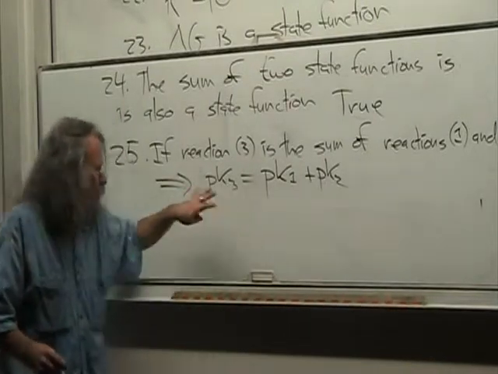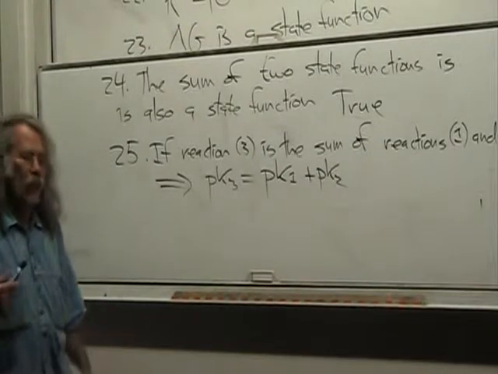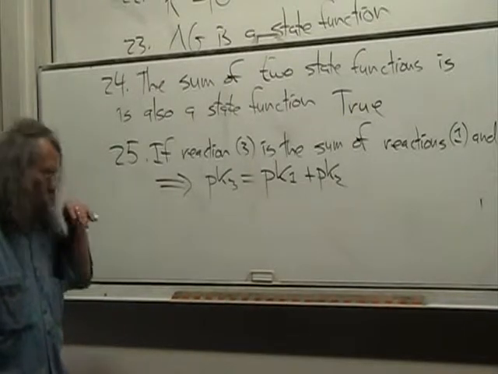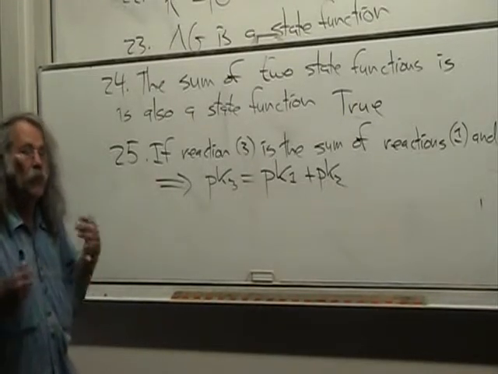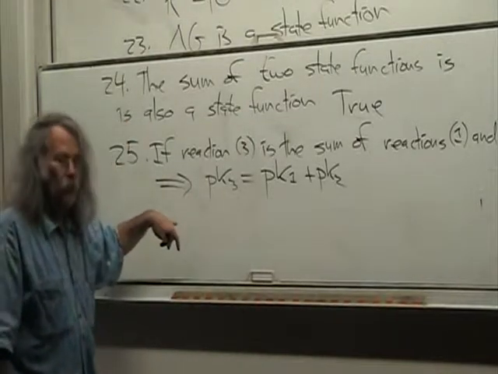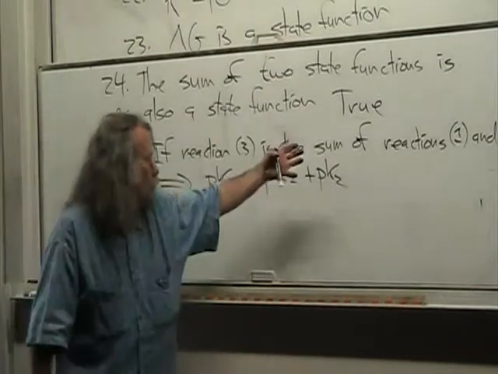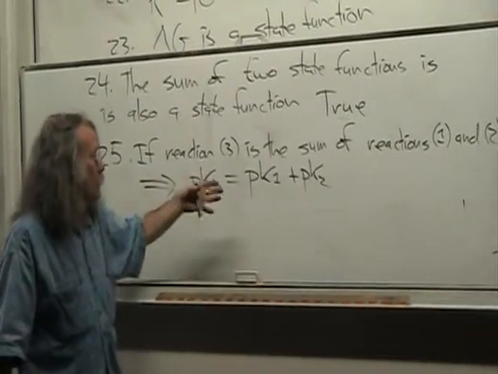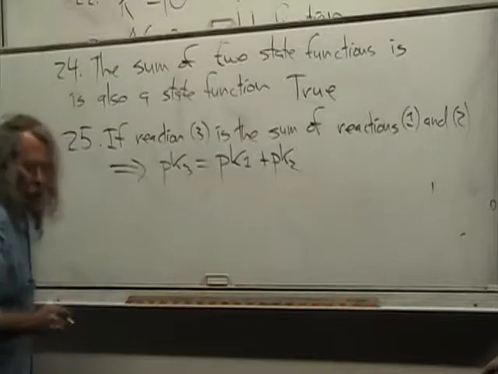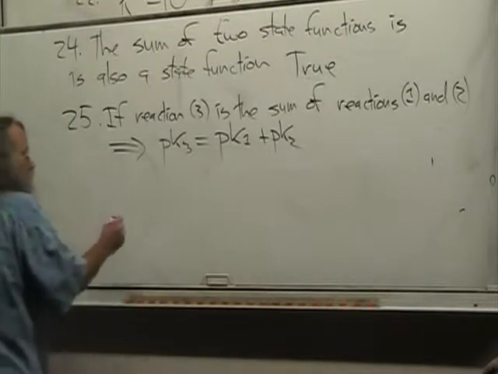Since delta G is a state function, and reaction 3 is equal to reaction 1 plus reaction 2, then delta G3 is going to be equal to delta G1 plus delta G2. And delta G is equal to 2.303 RT times pK. So the 2.303 is going to drop out, and pK3 is going to be equal to pK1 plus pK2. So that's true.